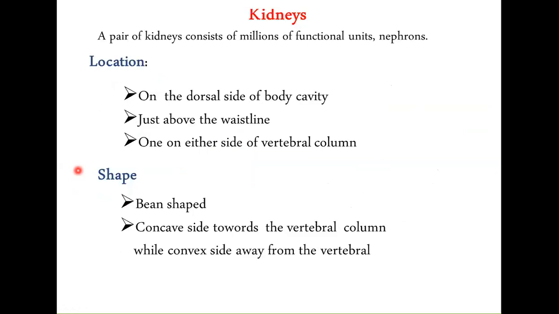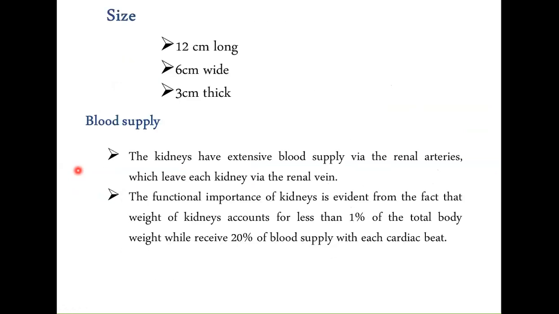Then, what is the size, approximate size of human kidney? Human kidney are 12 centimeter long, 6 centimeter wide and 3 centimeter thick. तकरीबन 12 सेंटीमीटर लंबी, 6 सेंटीमीटर चौड़ी और 3 सेंटीमीटर मोटी होती है.